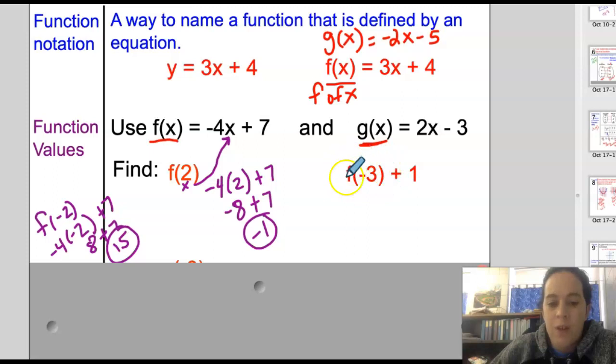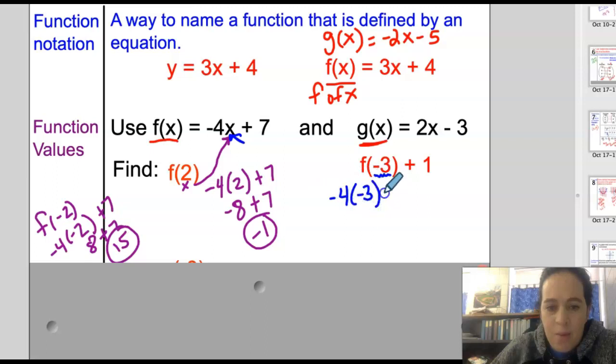We're first just going to do the f of negative 3. We're going to get to that answer, then we're going to add 1. So I'm going to take this equation, I'm going to put the negative 3 into that x right there, right? So I'm going to do negative 4 times my negative 3 plus 7. I got to rewrite that whole equation out, right? It's negative 4 times whatever the x is plus the 7.